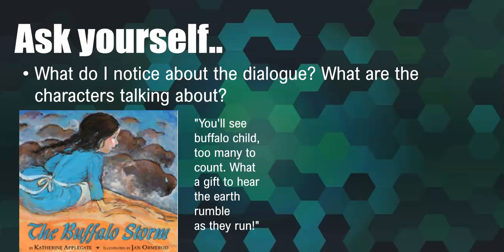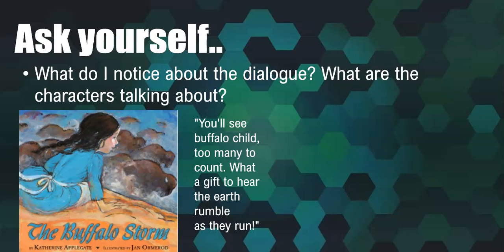So on the screen we have the cover of The Buffalo Storm, and if you think back, there's a little bit of dialogue at the beginning of the story between the narrator and her grandmother. There on the screen, you see an example of that. You see the words, "You'll see buffalo, child, too many to count. What a gift to hear the earth rumble as they run." So if I think, what do I notice about the dialogue? I see grandma and the narrator talking about buffalo.